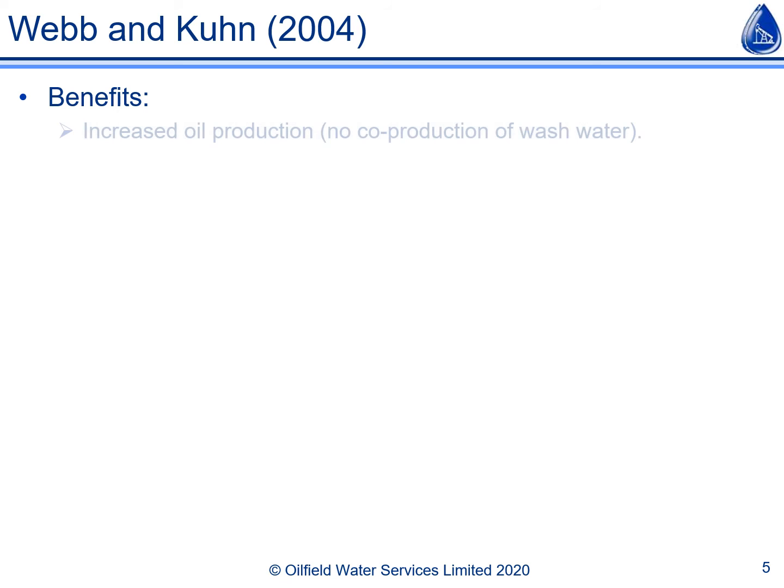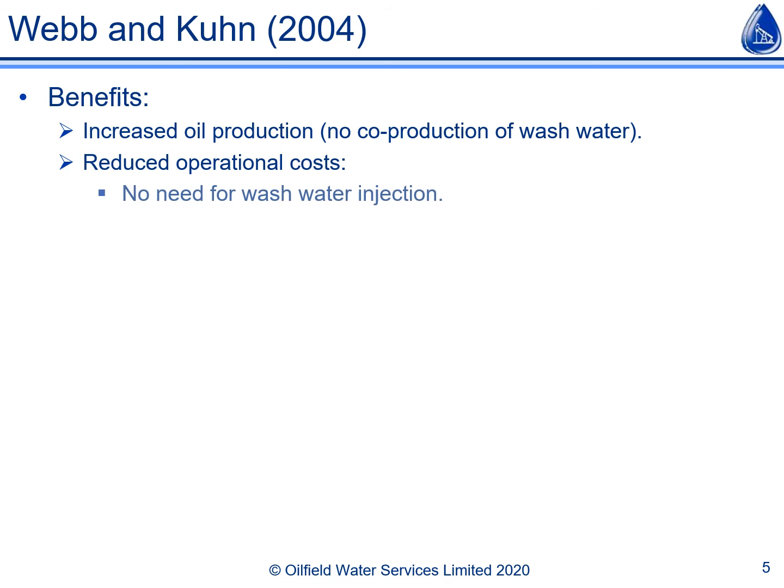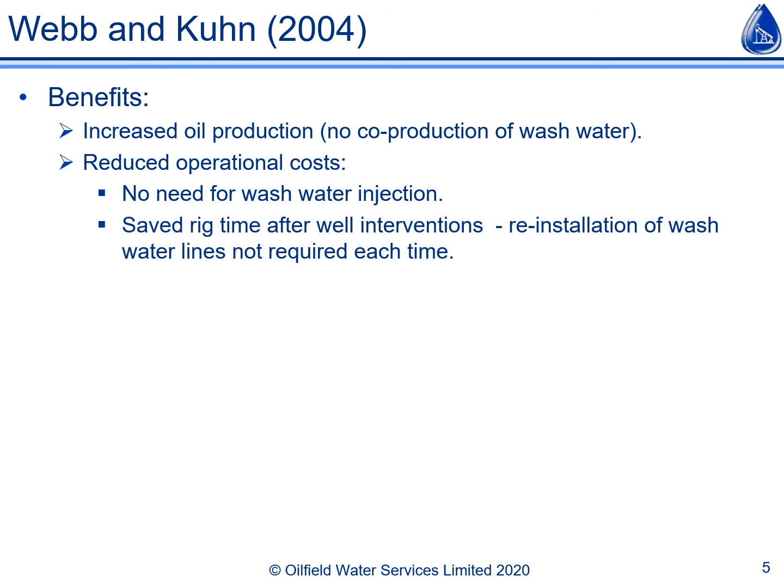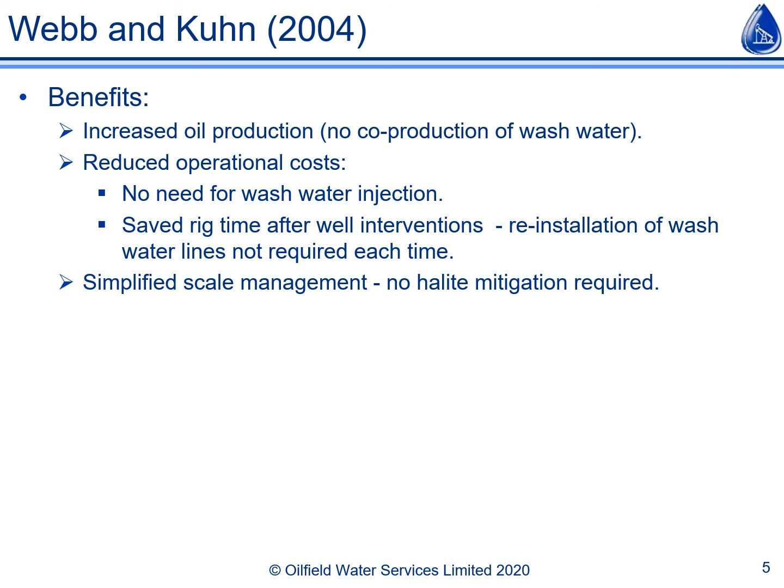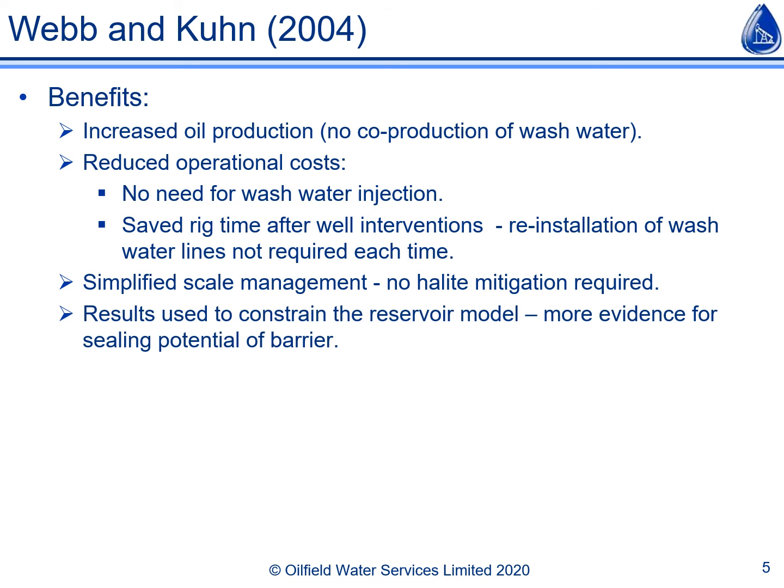Well, firstly, oil production increased due to the lower water cut. Also, there were reduced operational costs because it was not necessary now to operate the wash water facility on a daily basis, and nor was it necessary to remove and reinstall the wash water lines each time there was a well intervention, and this saved rig time. Scale management of these wells was simplified because no halite mitigation was required, and by supporting the presence of a barrier to vertical flow in the oil leg, this allowed the reservoir model to be modified with more confidence.